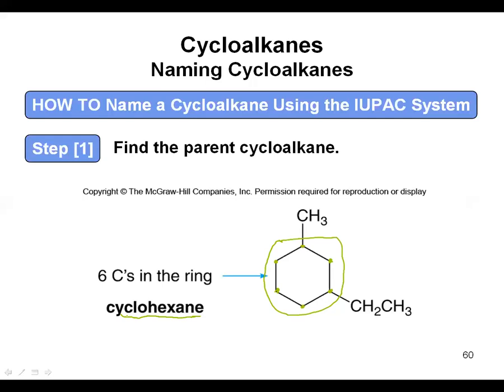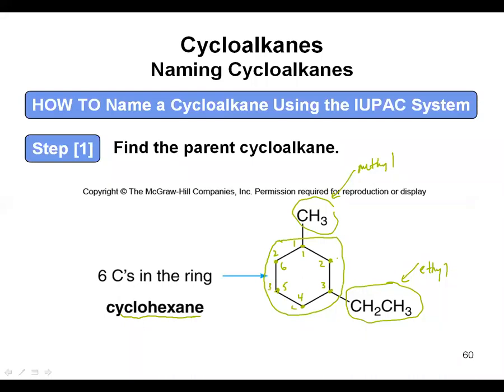We also have 2 groups attached. We have our methyl group here, and we also have our ethyl group. So we do want to do some numbering. One option would be to go this way: 1, 2, 3, 4, 5, and 6, right? Now you could go the other way: 1, 2, 3, 4, 5, and 6.